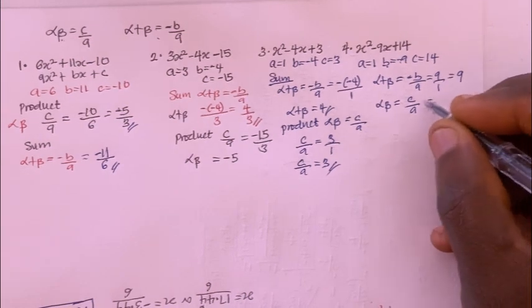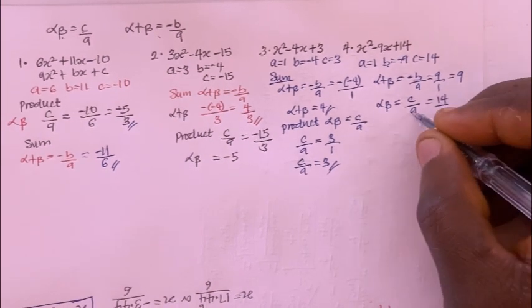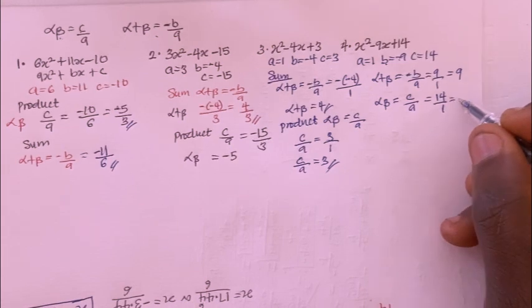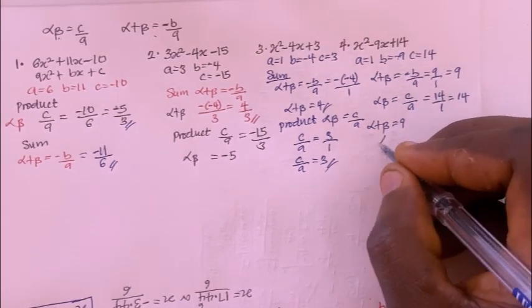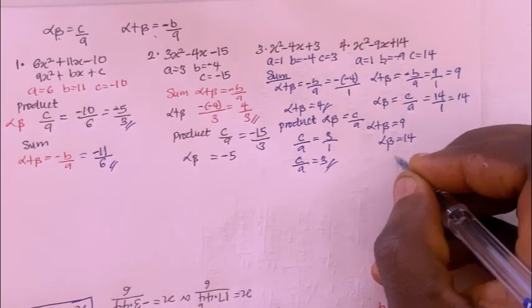Then what of this? I'm having 14. That's going to be 14 divided by a, which is 1, which equals what? 14. It shows alpha plus beta equals 9, and alpha beta equals what? 14. So that's just it.